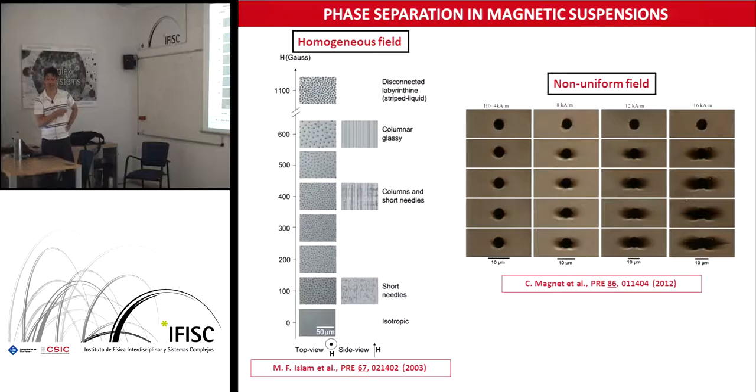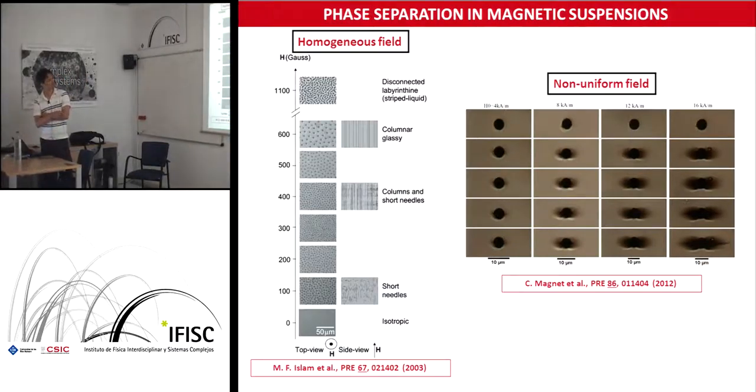So theory has predicted that these should be hexagonal lattices, but in fact, they are kind of glassy. And if you keep increasing the magnetic field, these columns form stripes. And this kind of pattern formation would resemble the labyrinth pattern formation.